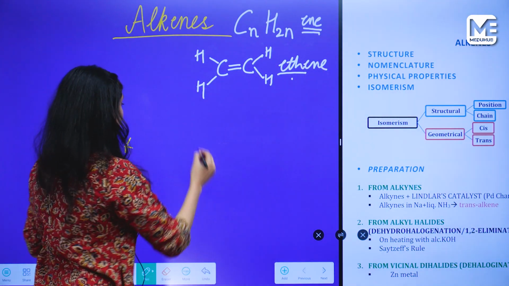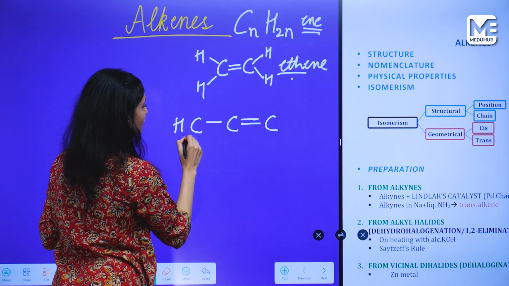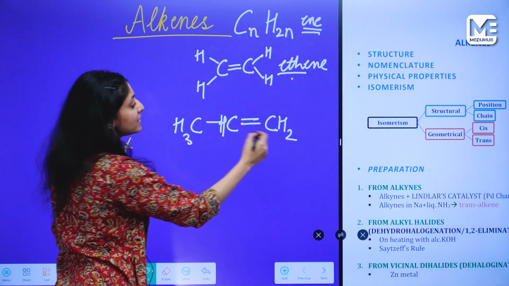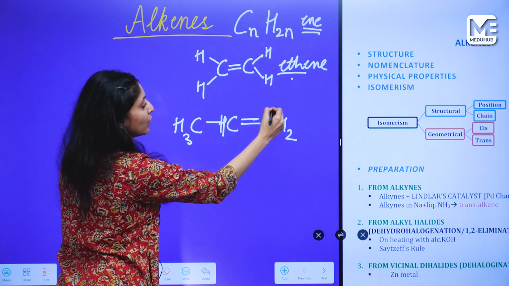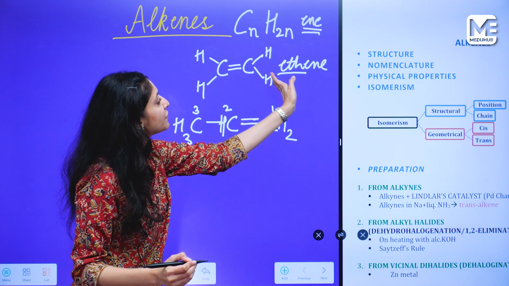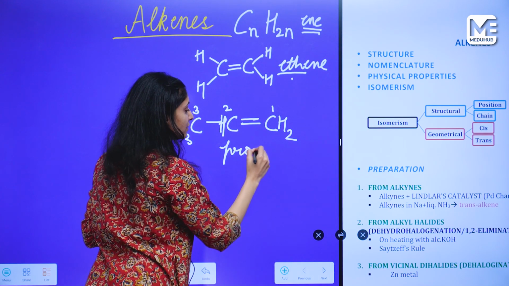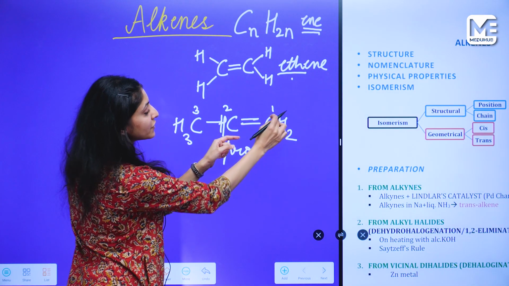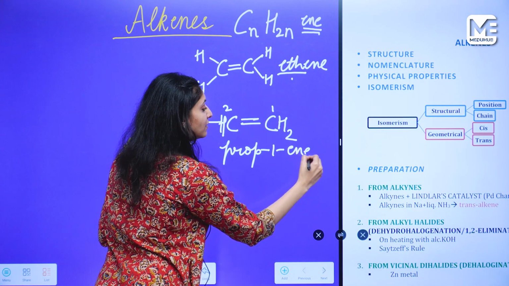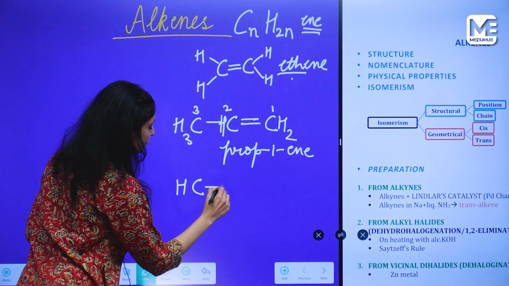This is ethene. If we talk about another one that has 3 carbons, CH3, CH, CH2. Now we will start numbering the carbons from the carbon which contains a double bond. 1, 2, 3. It has 3 carbon atoms. The prefix will be prop and it has a double bond. So this will be prop. Double bond starts from the first carbon. We will give the lowest number to the double bond. So prop-1-ene.